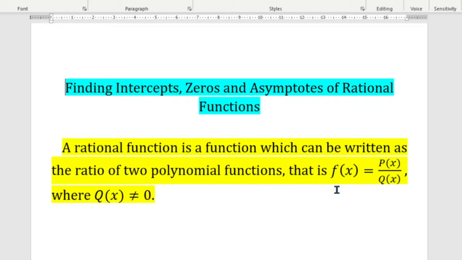That is, f of x is equal to the numerator, a polynomial function, over the denominator, also a polynomial function, and the denominator should not be equal to 0. Why? Because if the denominator is equal to 0, then our function will be undefined. Thus, it is important that our denominator should not be equal to 0.